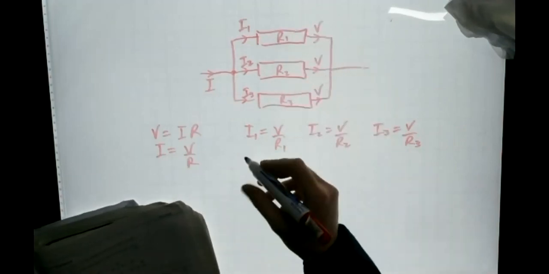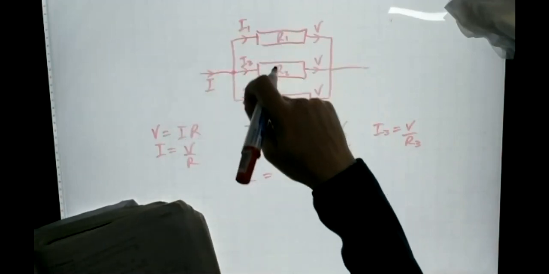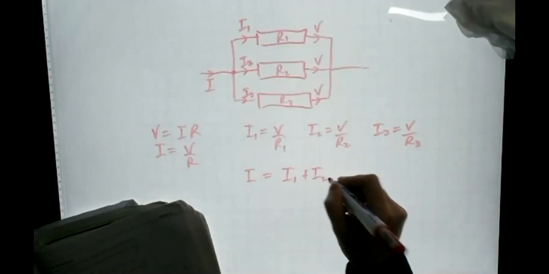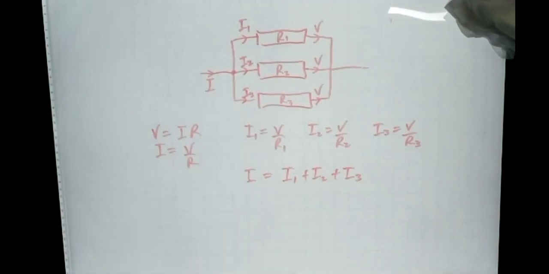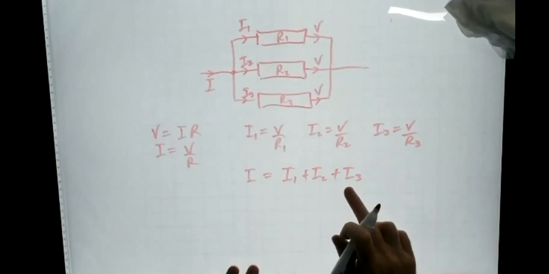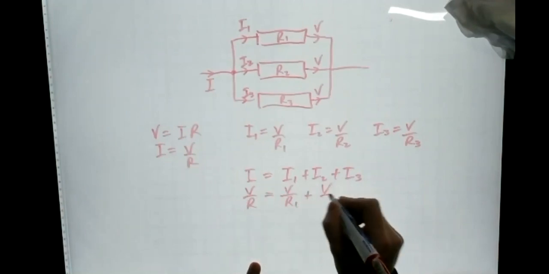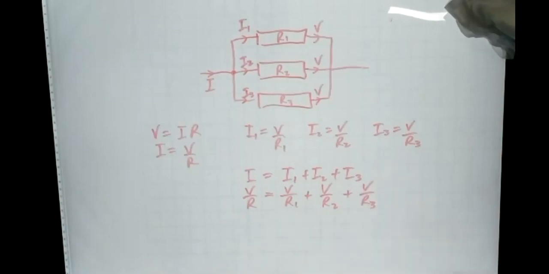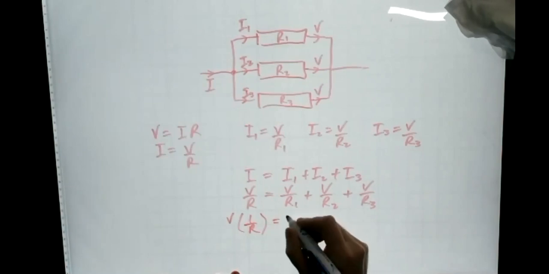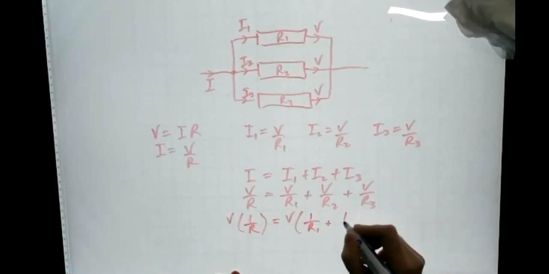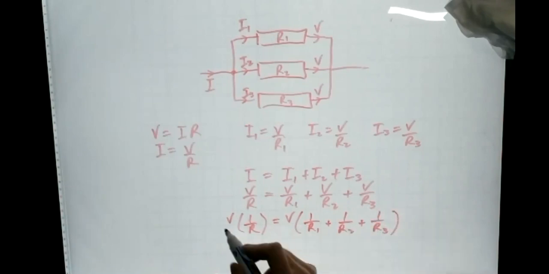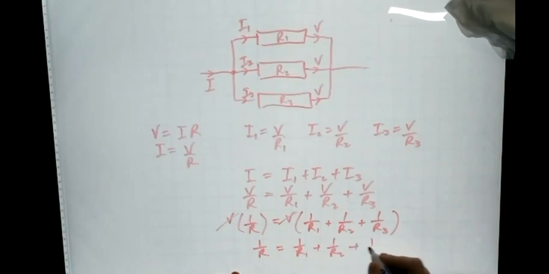Now the current flowing into the junction equals the sum of the currents flowing out, so I equals I1 plus I2 plus I3. So I, which is V over R, equals V over R1 plus V over R2 plus V over R3. We factorize in terms of V, so V times the bracket: 1 over R equals 1 over R1 plus 1 over R2 plus 1 over R3. The V cancels on both sides, so 1 over R equals 1 over R1 plus 1 over R2 plus 1 over R3.